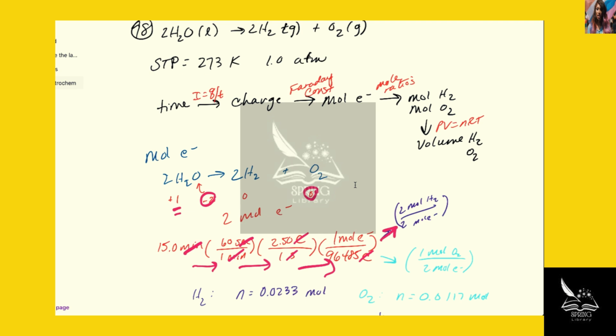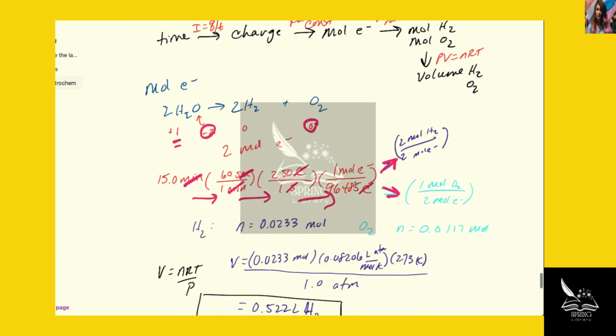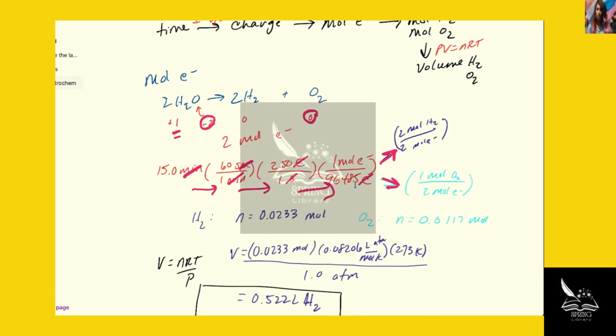So I need the mole ratio of hydrogen to electrons, and that's going to be 2 to 2, or 1 to 1. And then for oxygen, it's just going to be 1 to 2, based on the coefficients in the equation. So for H2, I get 0.0233 moles. For O2, I get 0.117 moles.